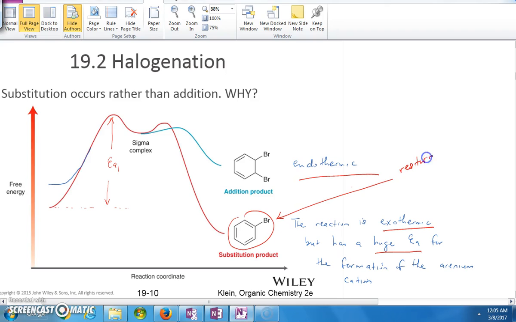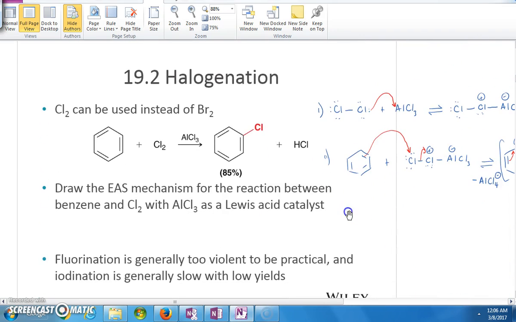The restoration of aromaticity imparts significant stability, and that makes the reaction exothermic.